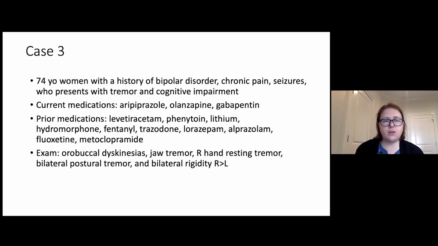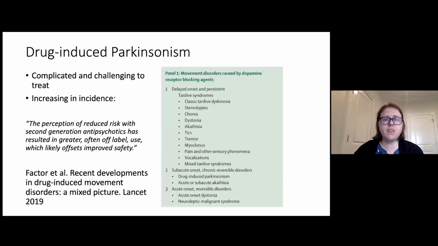On exam, she had orobuccal dyskinesias. She had a tremor of her jaw, a right hand resting tremor, bilateral postural tremor, and bilateral rigidity that was worse on the right than the left. So you can see here, again, she has some Parkinsonism with the rigidity and the rest tremor, but there's a lot of other things going on as well. She also has this postural tremor, which can happen in Parkinson's, but is not usually prominent early. And then she has this dyskinesia, which again can happen with Parkinson's in response to treatment with levodopa, but is not usually a presenting feature of the disease. So this is actually drug-induced Parkinsonism.